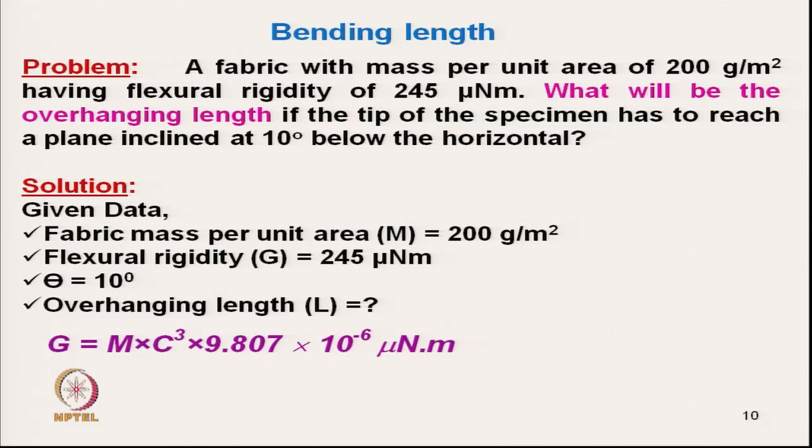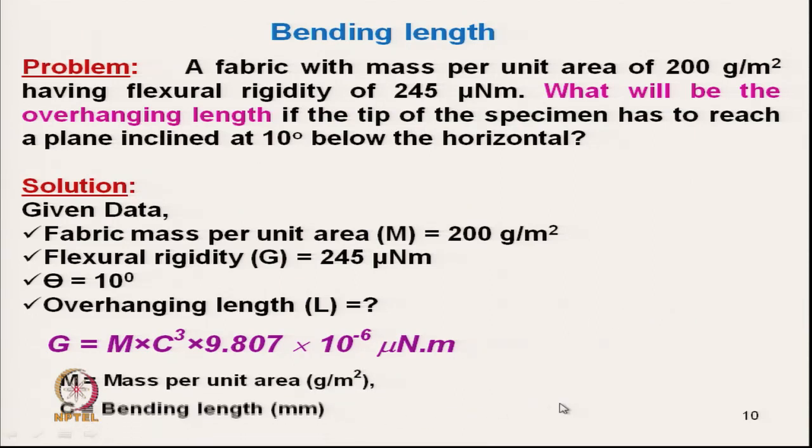So, we know this formula G equals m c cubed multiplied by 9.807 multiplied by 10 to the power minus 6 micronewton meter. That is the flexural rigidity. Here, m is mass per unit area in gram per square meter and c is the bending length.